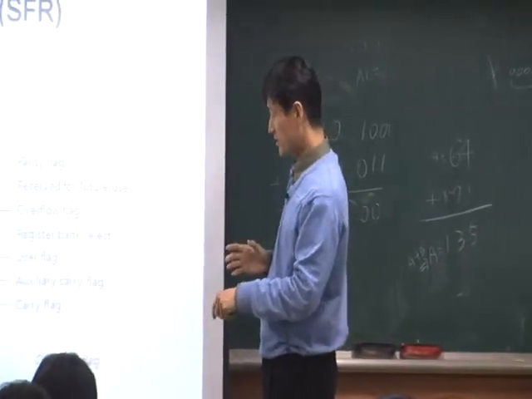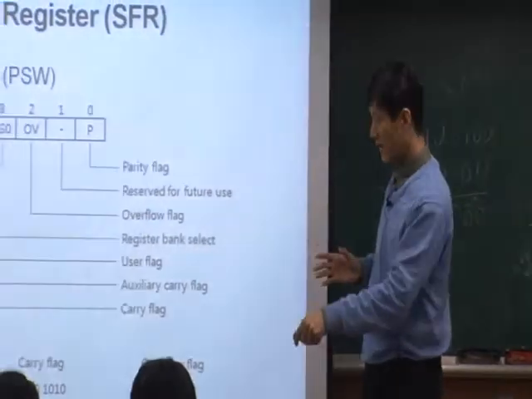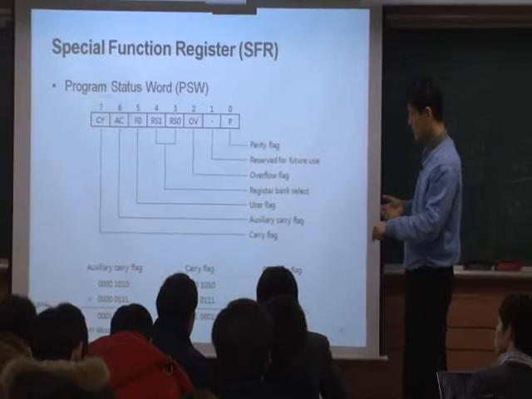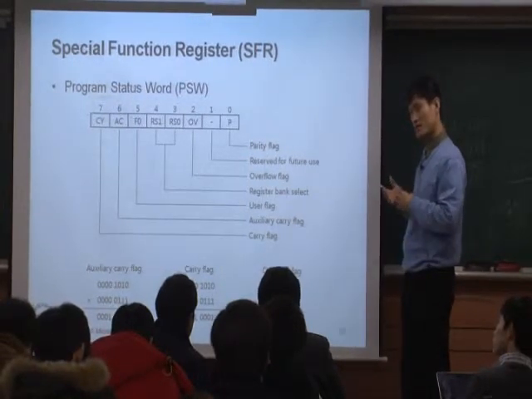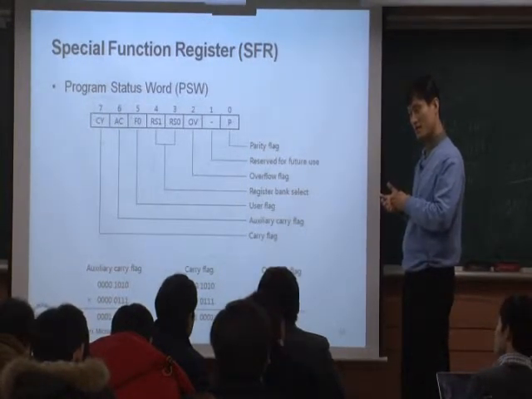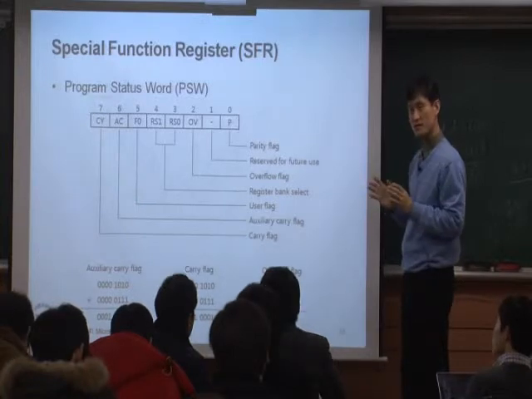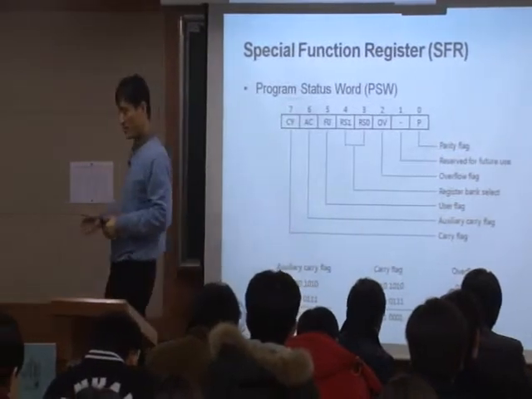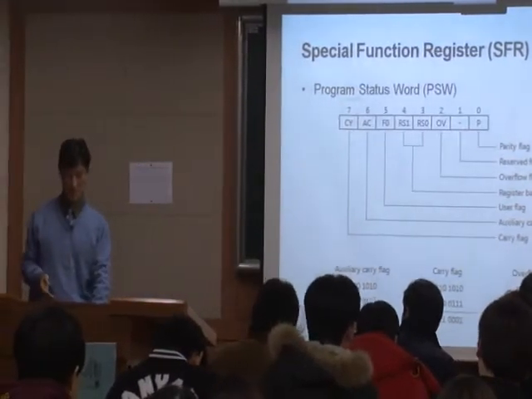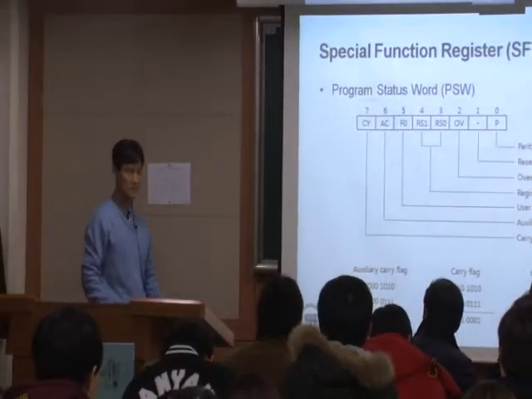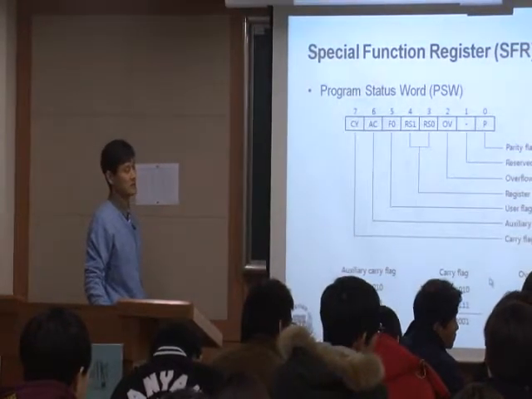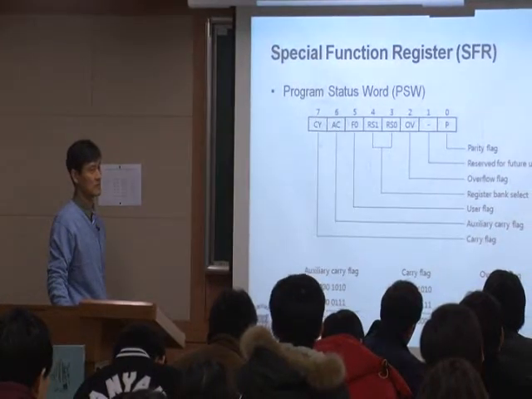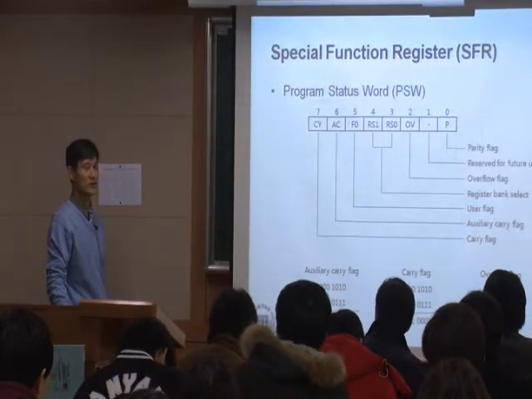You need to see the difference between overflow and carry flag. Auxiliary carry is pretty easy to understand, but carry flag and overflow flag are sometimes tricky, okay? So you may want to do some practice. As I said, it's part of your quiz or possibly the midterm. And carry flag is for unsigned numbers and overflow flag is for signed numbers. That's a very good question.